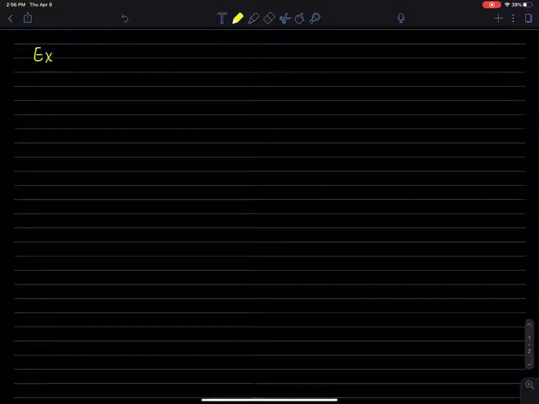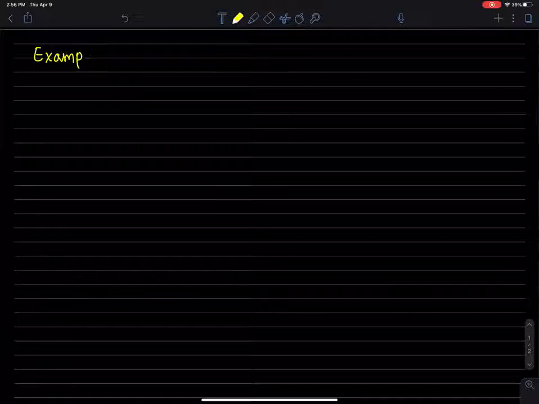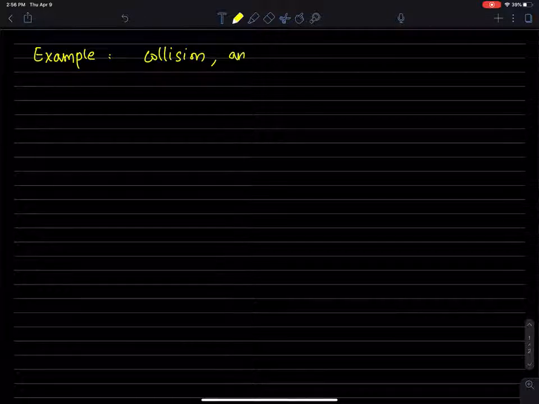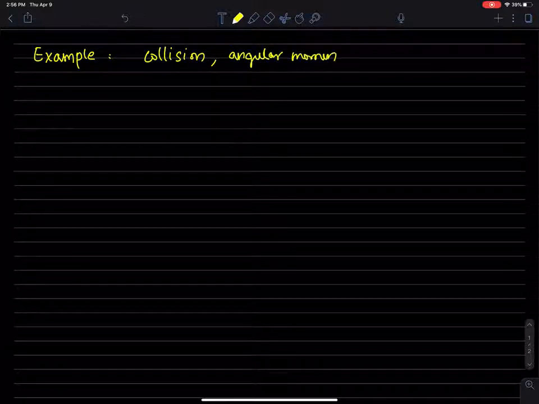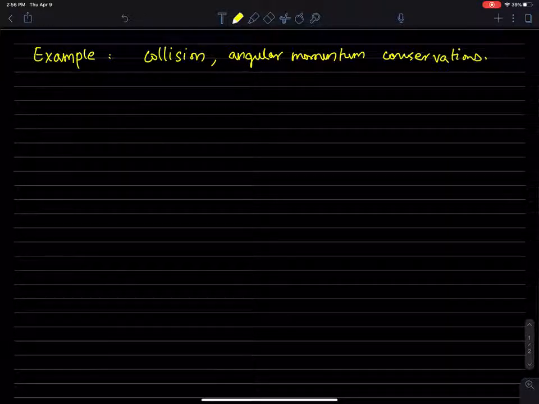Let's now do an example involving collision, angular momentum conservation, and perhaps other topics. Okay, here's the setup.